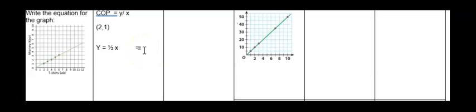Okay, go ahead and pause the video, and then when you're done, unpause it to check to see if you got the second one right. Okay, the second one is 2 and 10, so 10 divided by 2 is 5, so your answer should be y equals 5x. All right, let's go ahead and go to the next question.